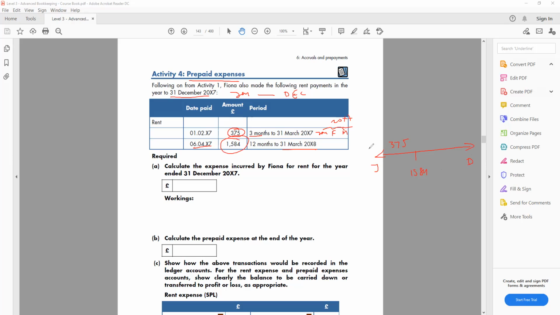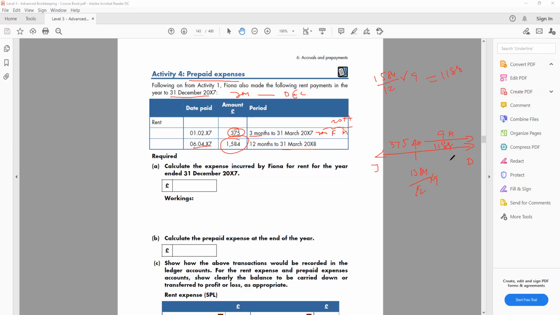So here from April to December, I have only 9 months. So I can take here from 9 months only. So divide by 12 times 9. And another 3 months will be advance, that will be prepayment. So 1584 divide 12 times 9. That is 1188. That will come here, 1188.